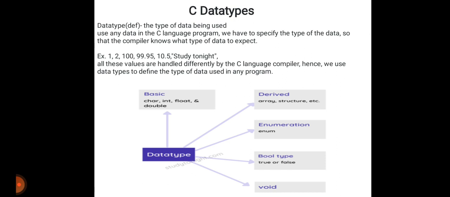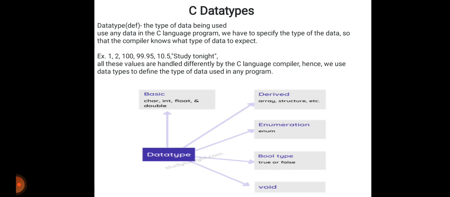First point is C data type. As you can see in the figure, there are 5 data types: basic, derived, enumeration, bool type and void. As the name suggests, the data type defines the type of data being used, meaning what type of data we are using in C language programming. Whenever we define a variable or use any data in a C program, we have to specify the type of data so that the compiler knows what type of data to expect.